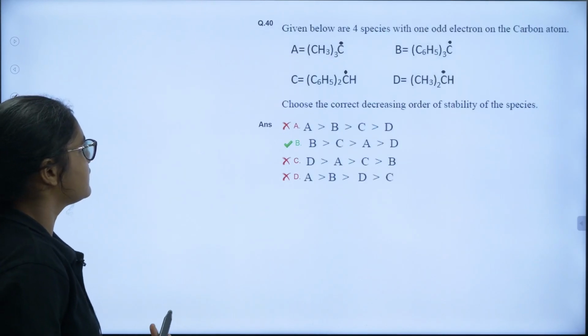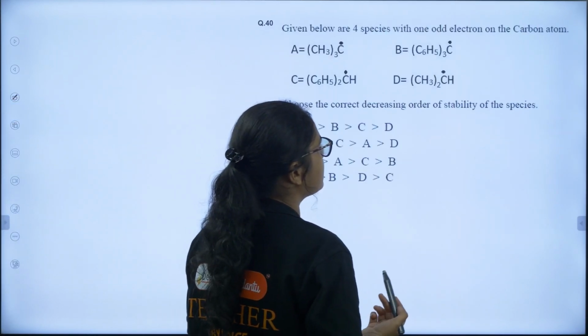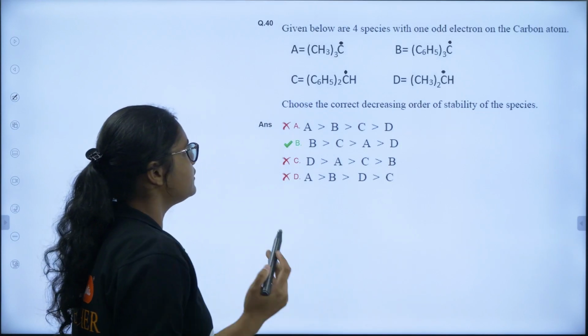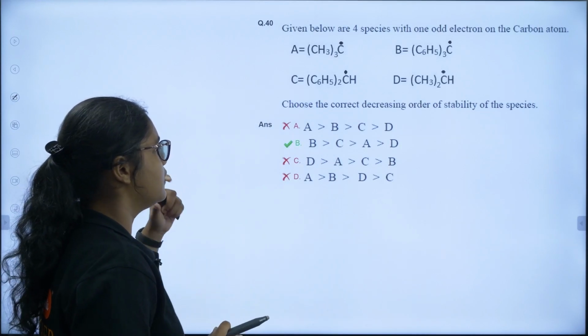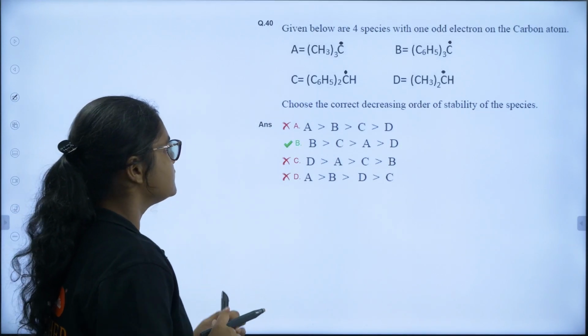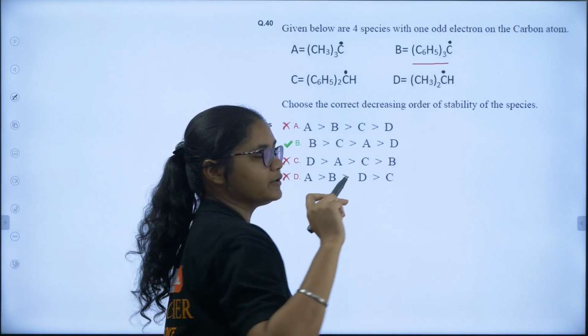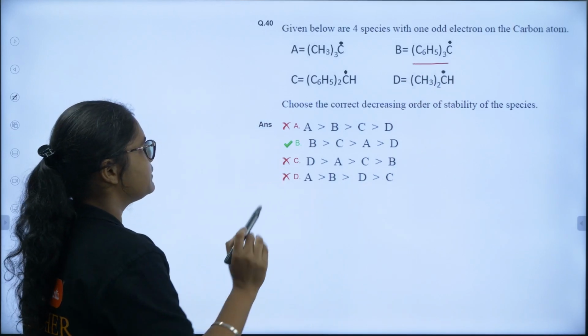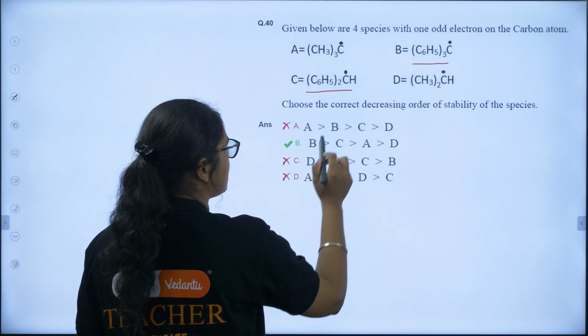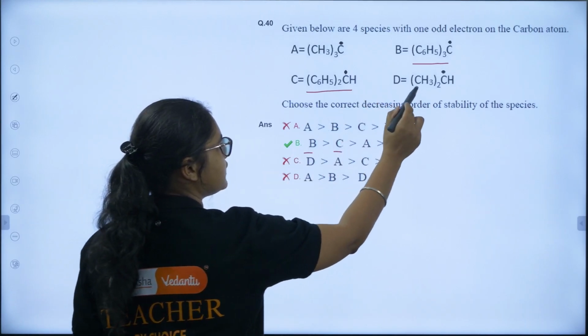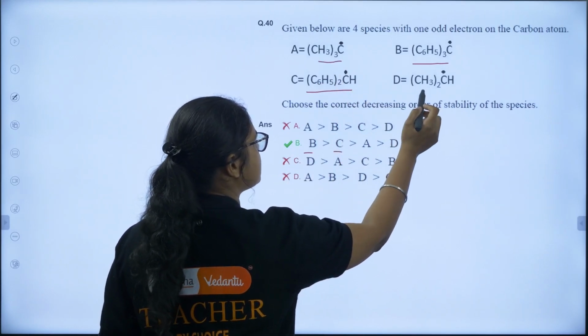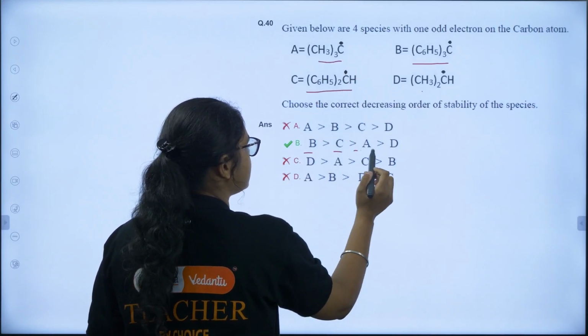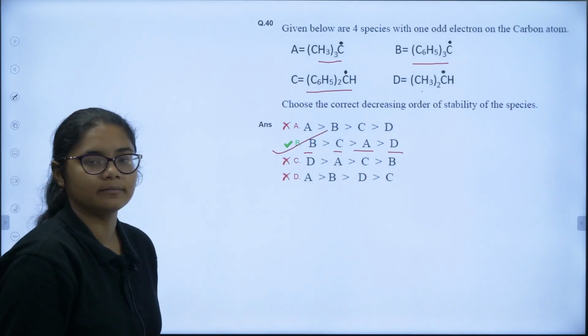Okay, next, given below are the 4 species with 1 odd electron on the carbon atom. You have to tell the most stable one, right? So if you see here, we have 3 phenyl groups, so it will be stabilized by resonance. So B will be the most stable. Here we have 2, so after B, C will come. Now if you see here, there are 3 alkyl groups. Here there are only 2 alkyl groups, so after C, A, then D. So the correct answer is option number B.